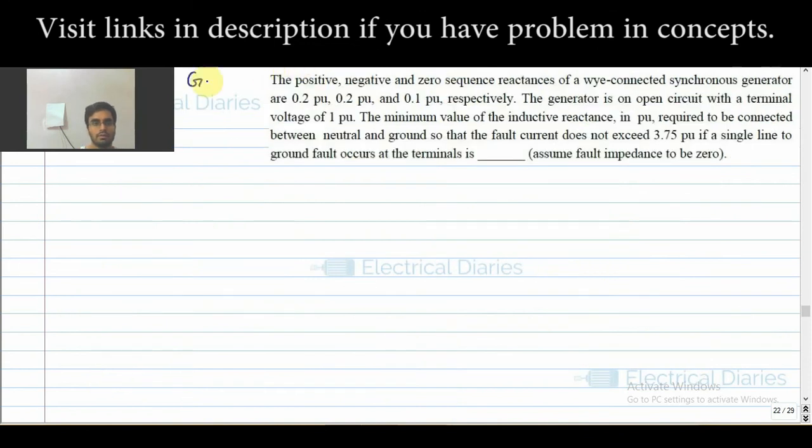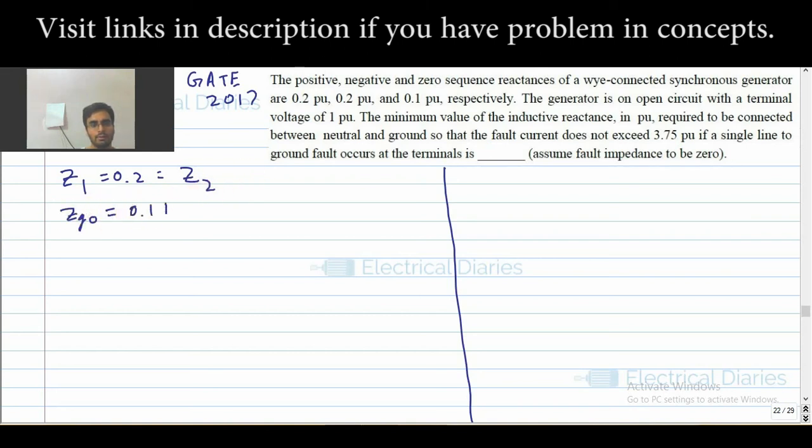So next question, GATE 2017. Now it's given positive, negative, zero sequence reactances are given for a synchronous generator. So let me write it as Z1 positive 0.2 is equal to Z2, that is negative, and zero sequence for the generator is given to us as 0.1 per unit. Okay, the generator is an open circuit with terminal voltage of 1 per unit. Okay, the minimum value of the inductive reactance in per unit required to be connected from the grounding is with reactance.